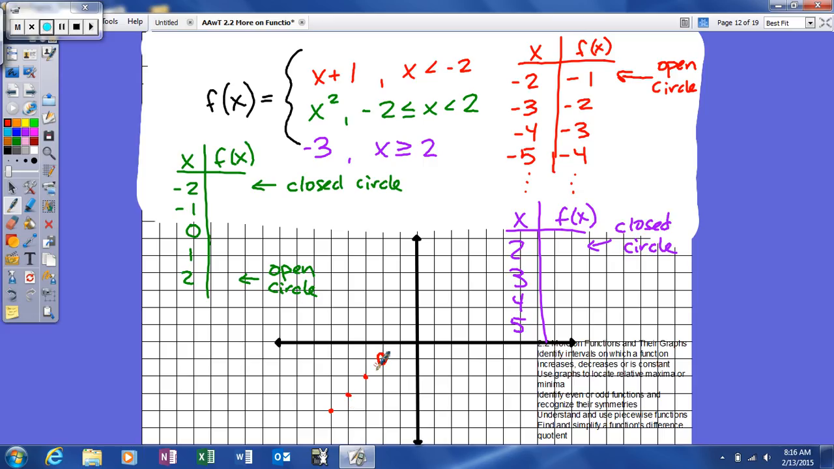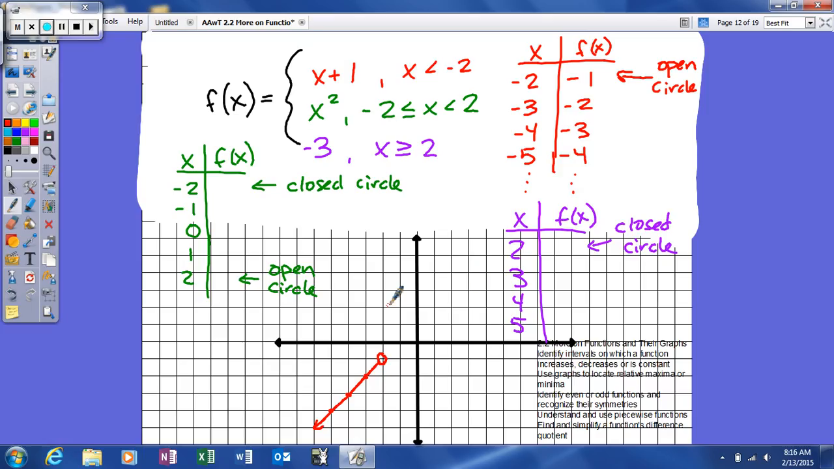Now, if you notice, our graph is going to be a line. Alright, so this is the shape of our line. What it actually is is a ray, because it doesn't go on forever. We are limited by the x's that we can plug in. We can only plug in the x's that are less than negative 2, so that's why it doesn't go this way forever.